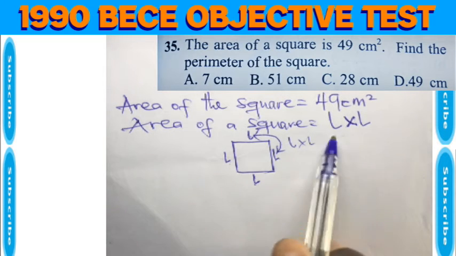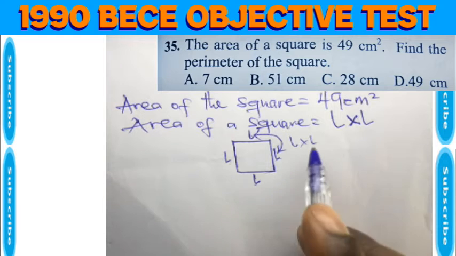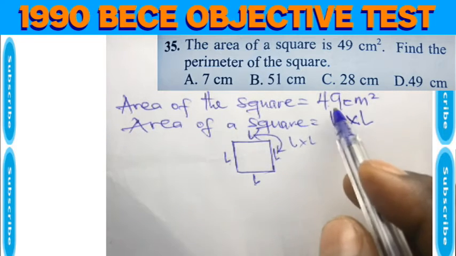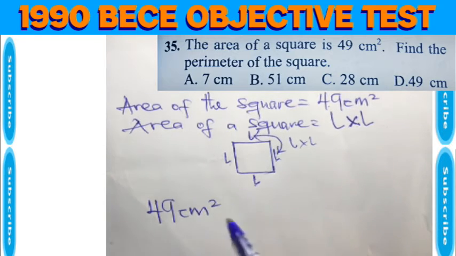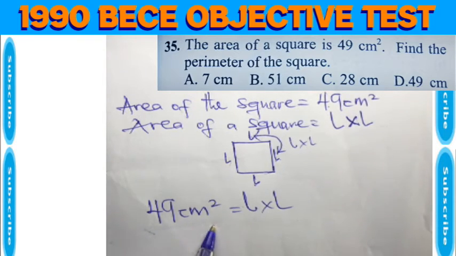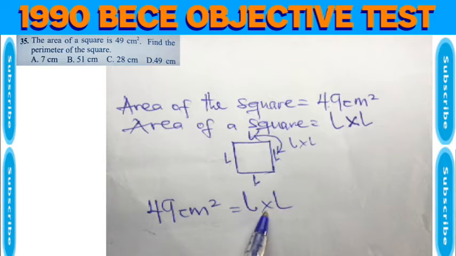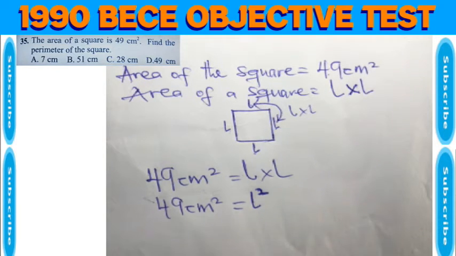So let's find the length of the square. The area is given by length times length. So the area of the square is 49 cm squared. So we have 49 cm squared, which is equal to length multiplied by length. This is the area of the square, and the formula is given by length times length. And then you have it to be length squared. All right, so let's rewrite this same thing again: 49 cm squared equals L squared.